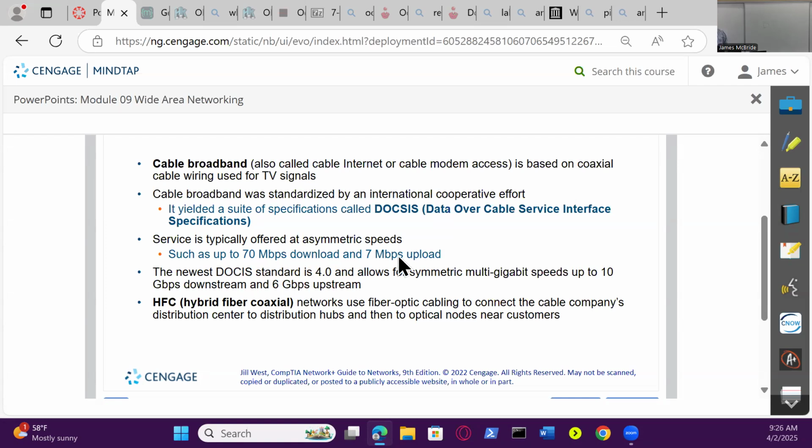And then you can go really fast. Up past that, such as 70 megabits download, 7 upload, yeah, such as they can give you a gigabit over that. That's not a problem.